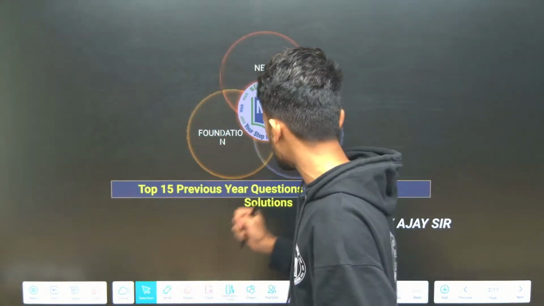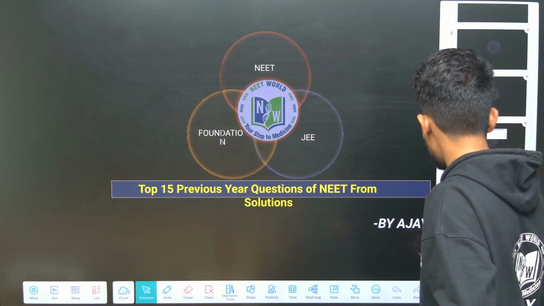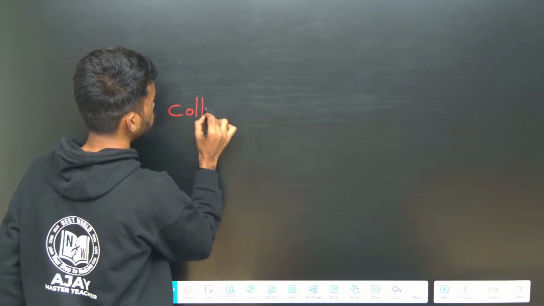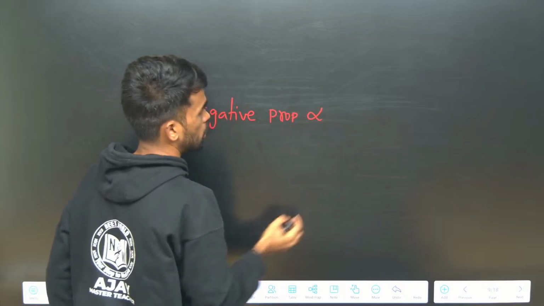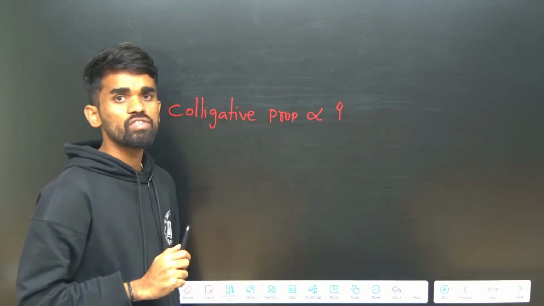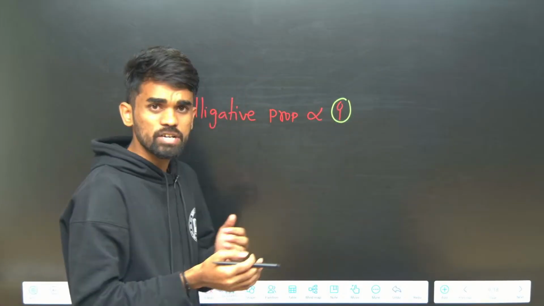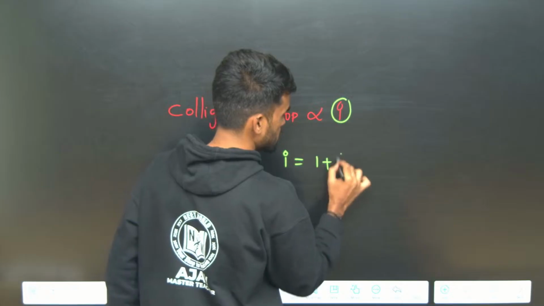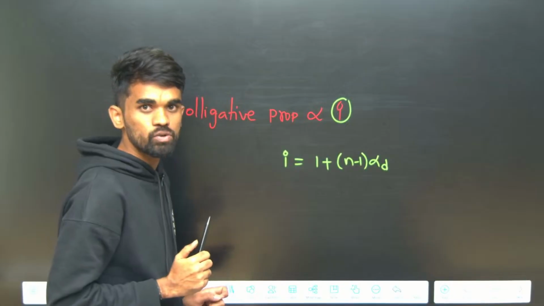Now I will be discussing the questions from colligative properties particularly. As I told you in the previous class, colligative properties are directly proportional to the Van 't Hoff factor i. So how can we find this Van 't Hoff factor i? Using the dissociation and association formulas. For dissociation, i equals 1 plus (n minus 1) alpha d. Based on this, I gave you one question in the previous session.